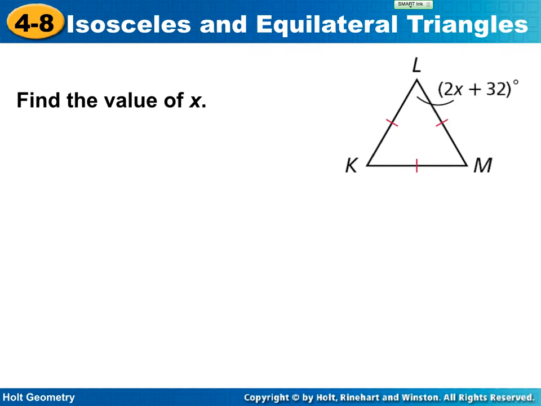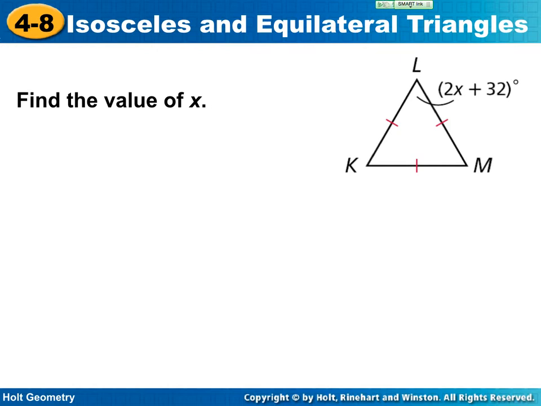All angles are the same. So if that one's 2x plus 32, and that one is 2x plus 32, and then that one is 2x plus 32, and yesterday we learned that all three should add up to something. There's two ways to do this problem. So if you're stuck, here's some thinking. If you're not, go right ahead.